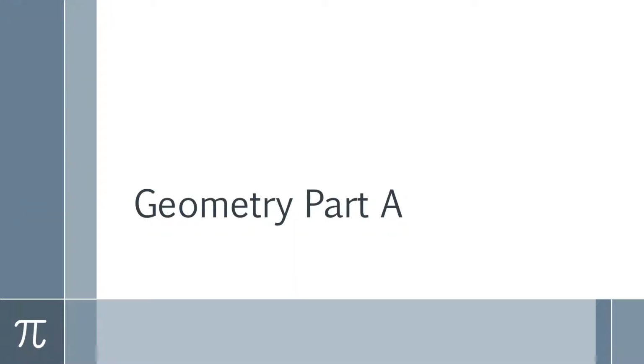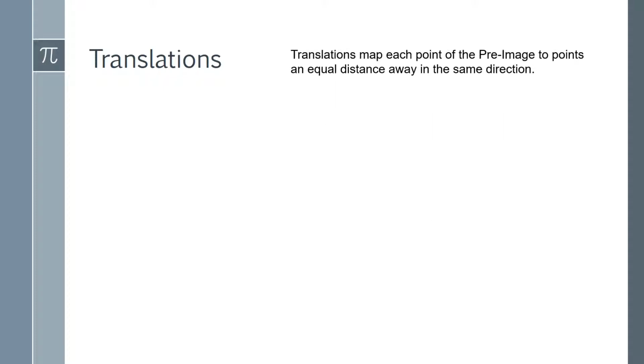This is Mr. Rowe. We're looking in geometry part A. This is lesson 13, and we're going to talk about translations. Again, some information in the lesson we're going to discuss. Just kind of talk you through it so you can get through the assignment. So let's take a look at what translations are again.